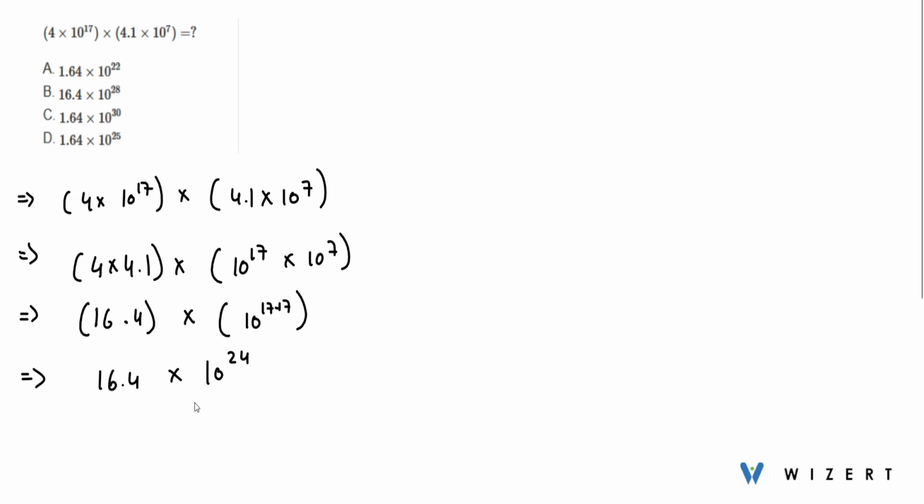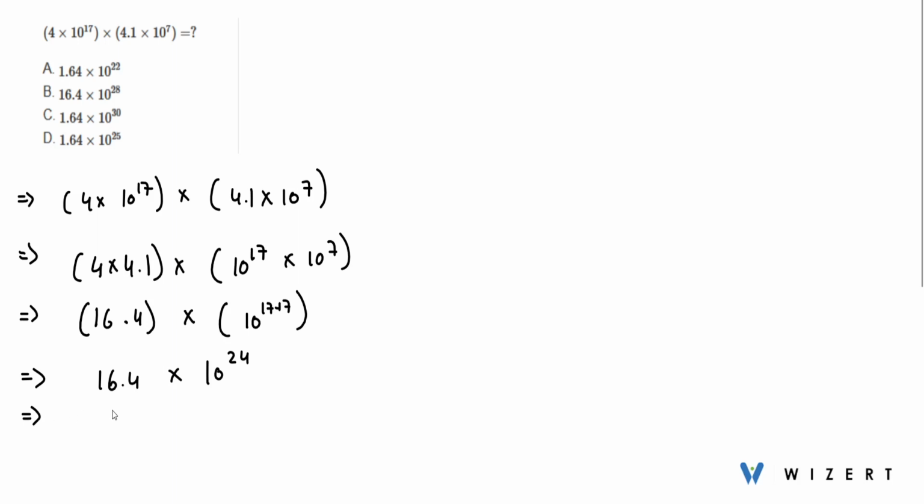Now if you check the options, then in none of the options the exponent of base 10 is 24. So what we can do is we can modify this, and how we are going to do so? We are going to do so by making 16.4 into 1.64.